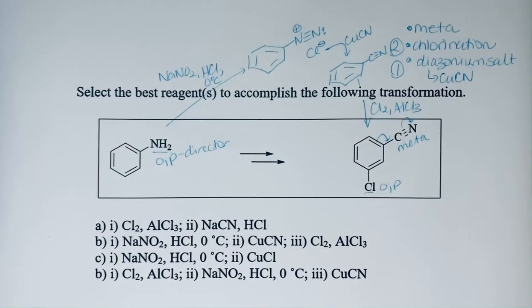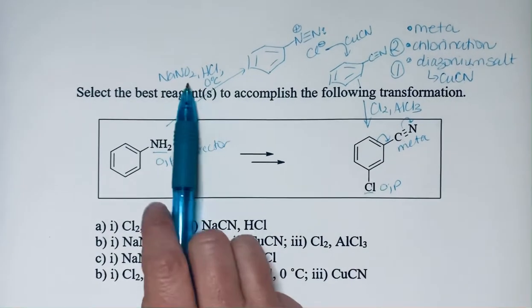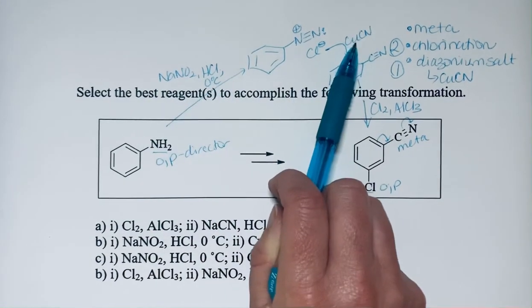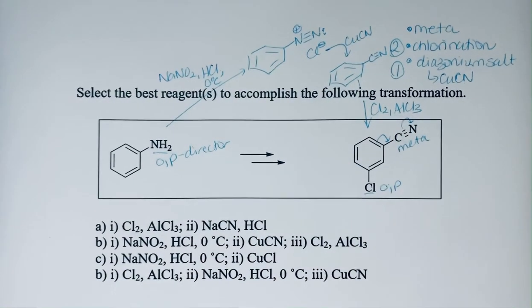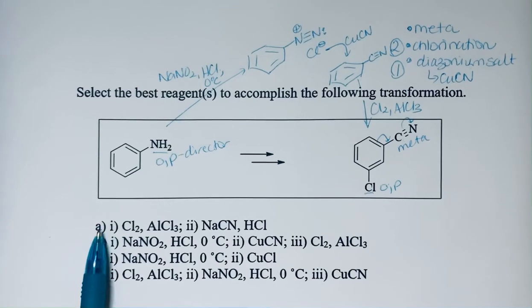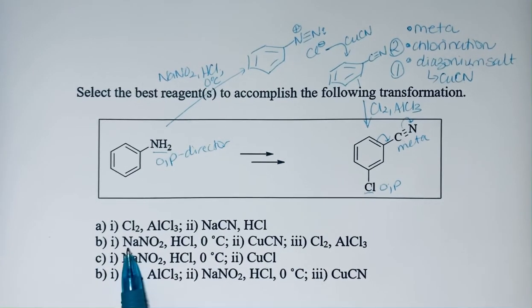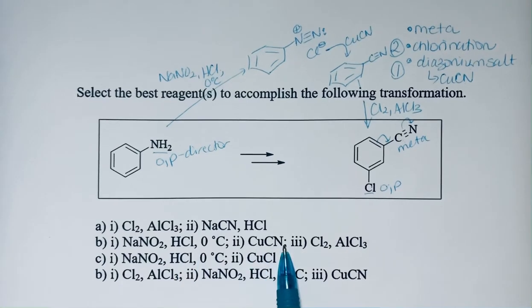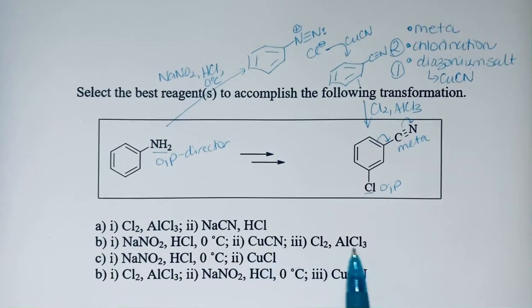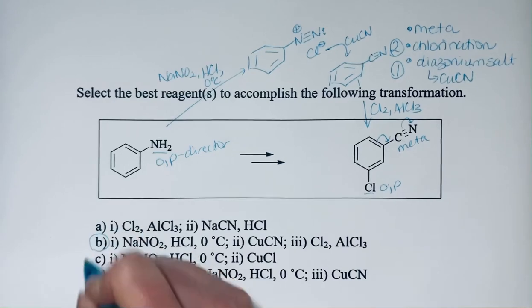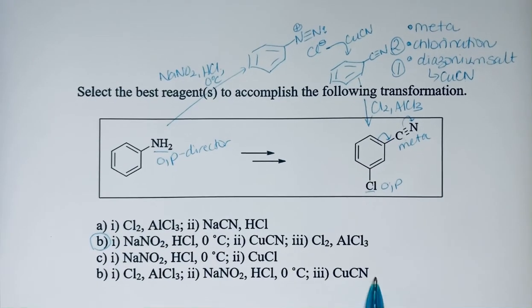So if we take a look at our options down there, we're looking for one where we're making the diazonium, then adding the copper cyanide, and then doing the chlorination. So that looks like B, right? So making the diazonium, converting it into the nitrile, and then chlorinating, right? So really similar conditions exist in B, so it has the right sets of reagents, just in a different order.